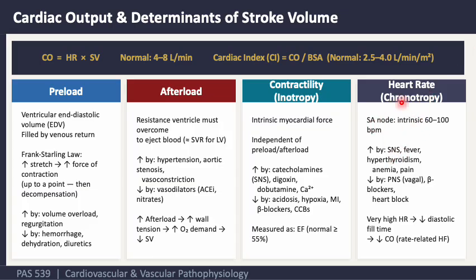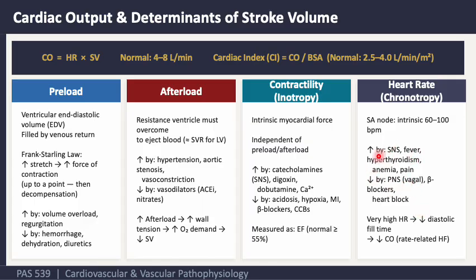And lastly, heart rate. This is usually determined through the SA node, which is in the right atrium. Normal is 60 to 100 beats per minute. This can be increased by fever, hyperthyroidism, anemia, pain.